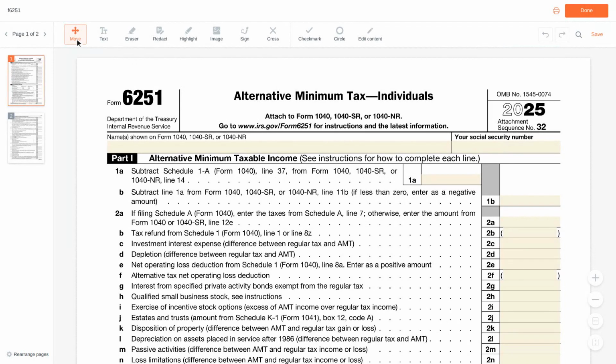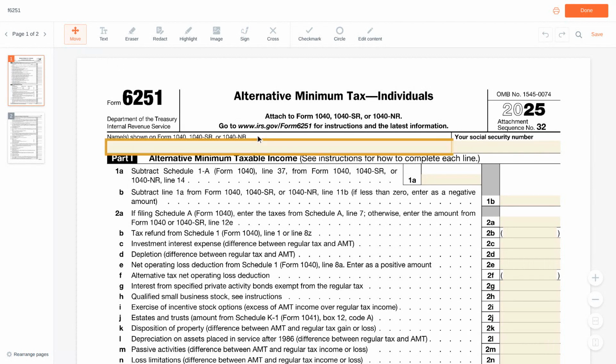IRS Form 6251 is the Alternative Minimum Tax Form for individuals. The Alternative Minimum Tax, or AMT, is a parallel tax system that limits the benefit of certain deductions and tax preferences. You calculate your regular income tax and your tentative minimum tax separately, and you pay whichever is higher. The AMT affects taxpayers who have large amounts of certain deductions, exercise incentive stock options, or have significant preference items.